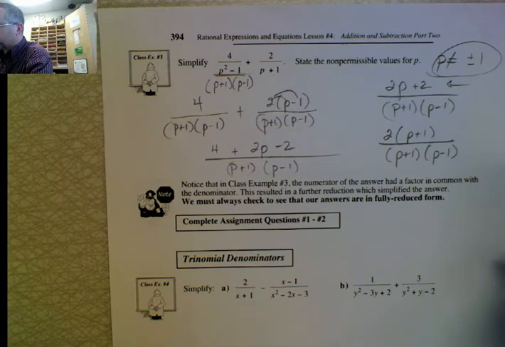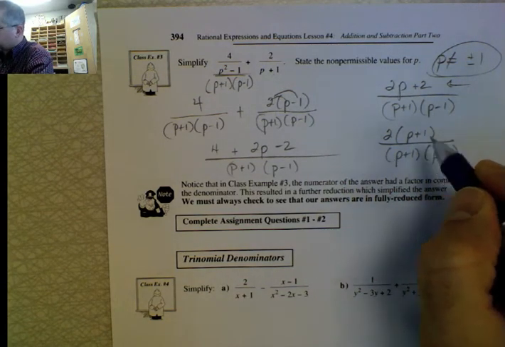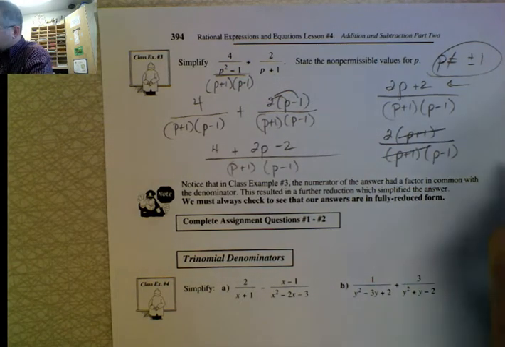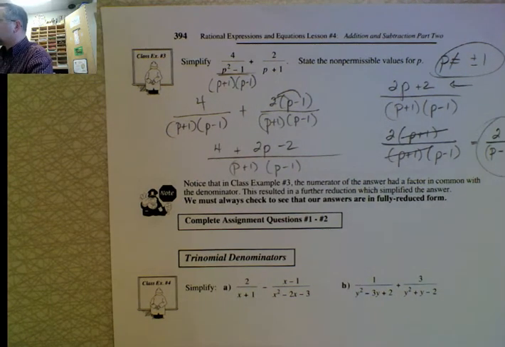Now what you're going to notice is that we have a p plus 1 in the denominator and a p plus 1 in the numerator. So we can simplify these, and we're left with 2 in the numerator, p minus 1 in the denominator. There is our answer in simplest form.